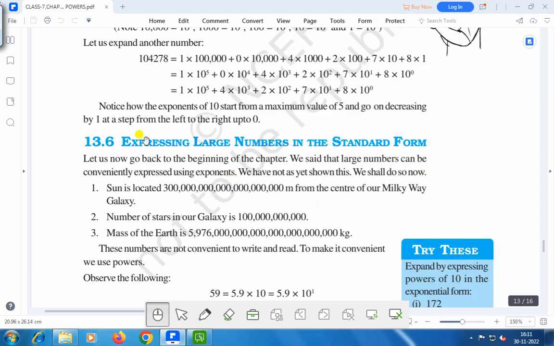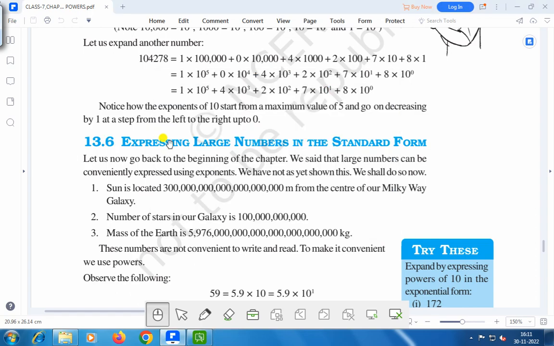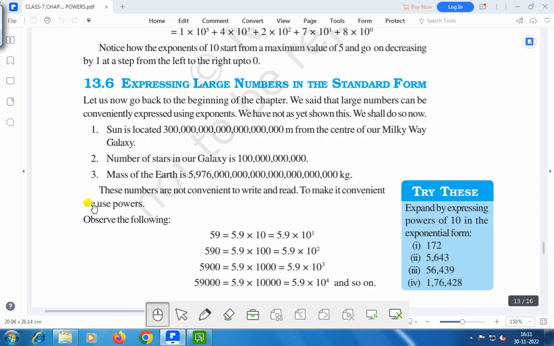Right? Notice how the exponents of 10 start from a maximum value of 5 and go on decreasing by 1 at a step from the left to the right up to 0. Expressing large numbers in the standard form.